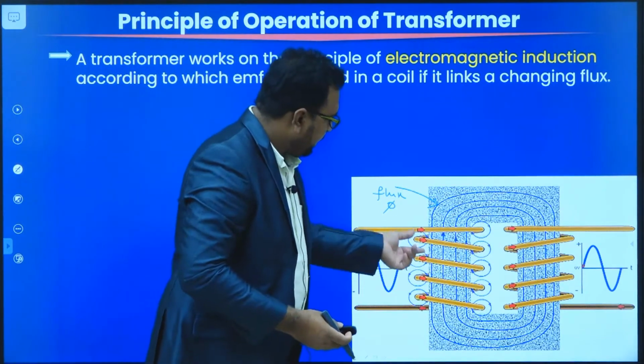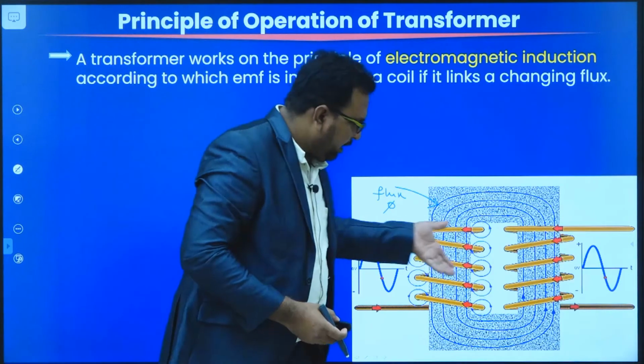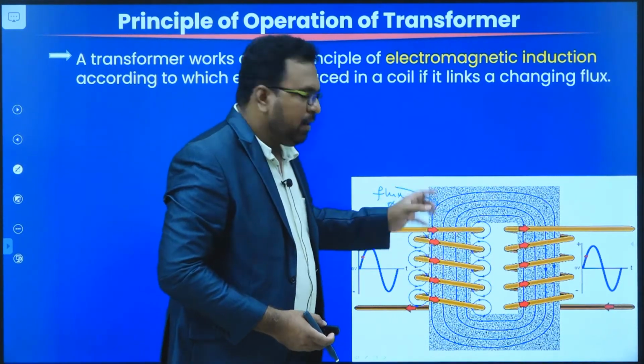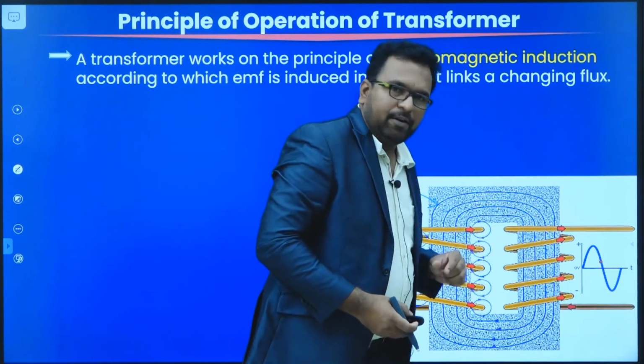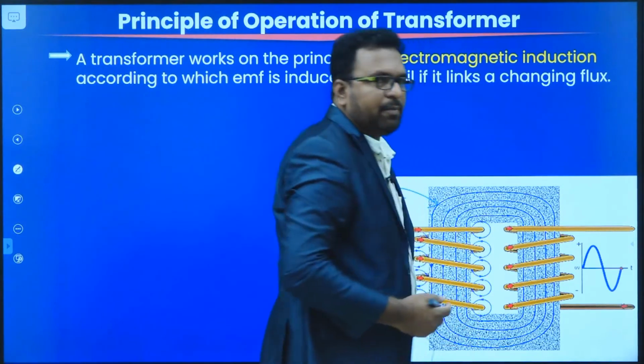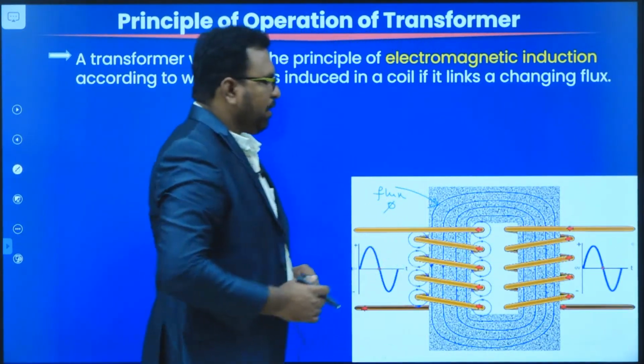This voltage, current and flux are alternating in nature, because when you apply an alternating voltage, an alternating current will flow through the winding and this current produces alternating flux. Whenever this alternating flux links with the second coil, an EMF will be induced here. Because of this EMF, a current will be produced when a load is connected across the terminals. This is the working principle.